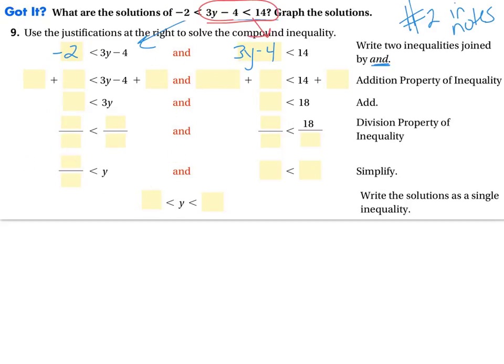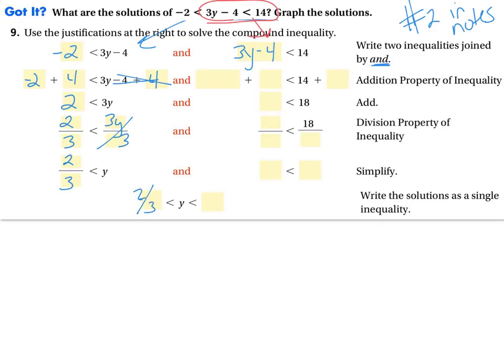On the left side, to isolate this, we're going to add 4 to both sides. Remember, this was -2. So -2 plus 4 is 2. -4 plus 4 is going to cancel out, leaving us 3y. So we have 3y is greater than 2. Divide by 3, divide by 3. So we have 2/3 is less than y. So on the left we have 2/3.